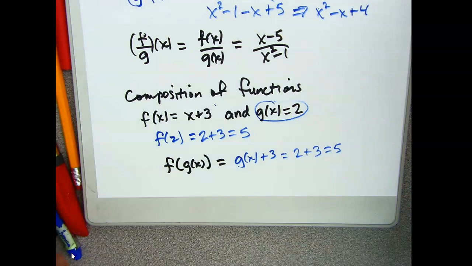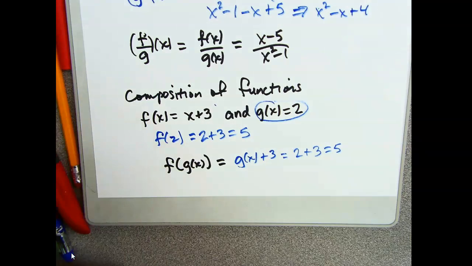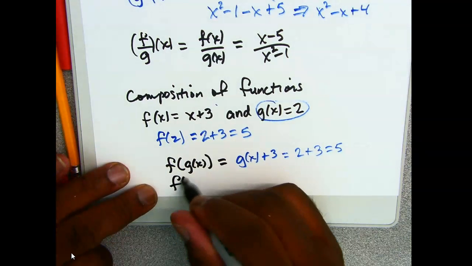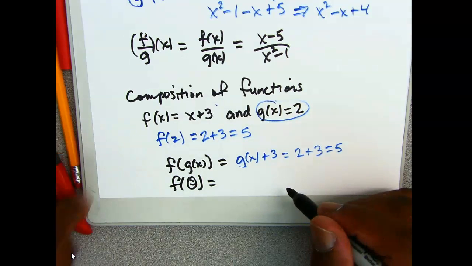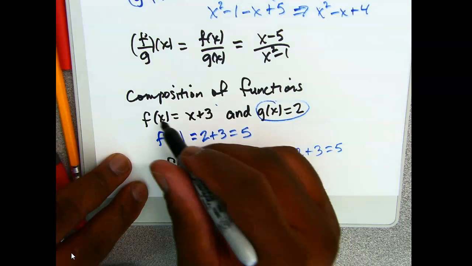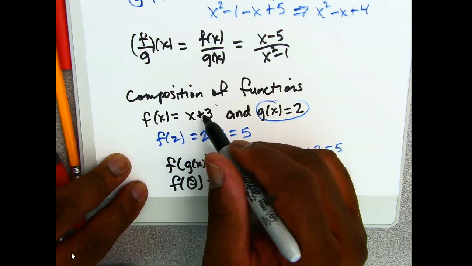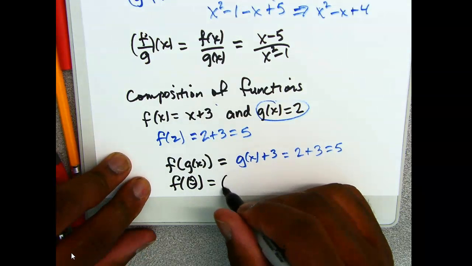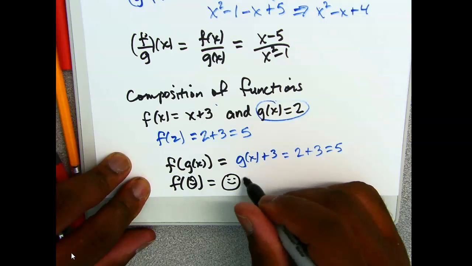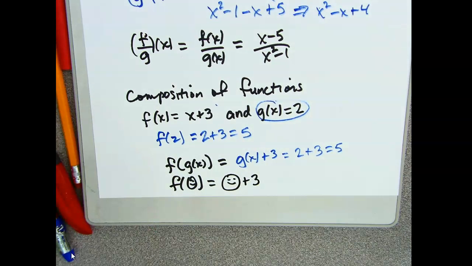So in this same problem, if I were to ask you what f of happy face is, well, f of x is equal to x plus 3. Everywhere you have an x, you're going to replace it with a happy face. So our final answer would be happy face plus 3. They are not like terms, so that would be our final answer. So that's the comfortability that we have to get to.